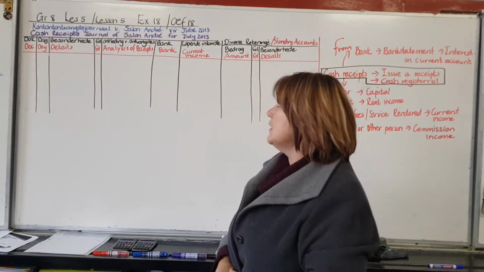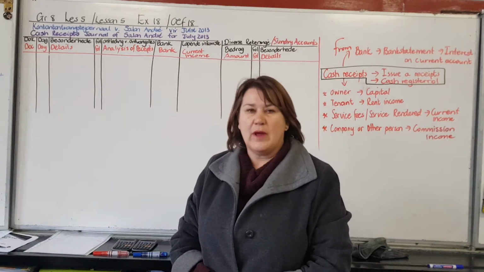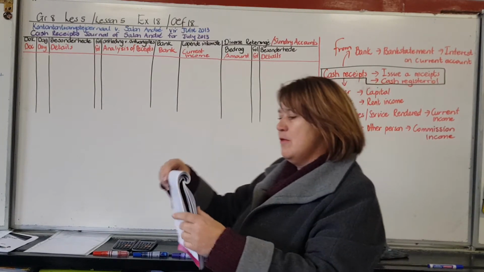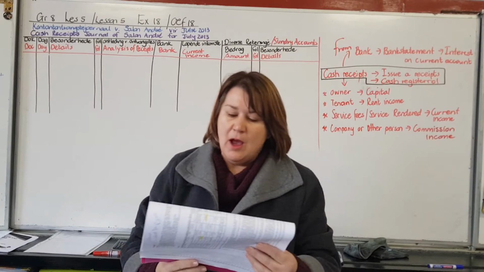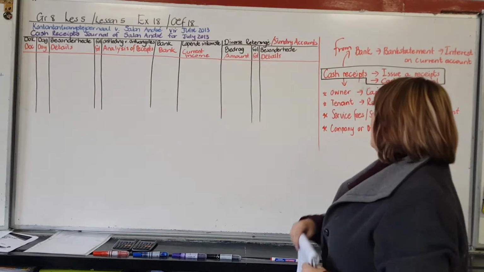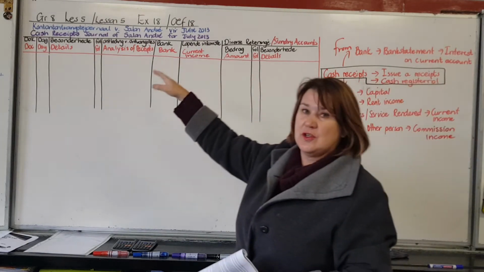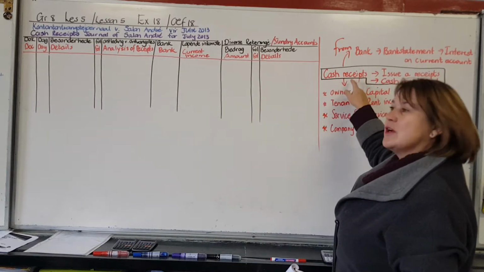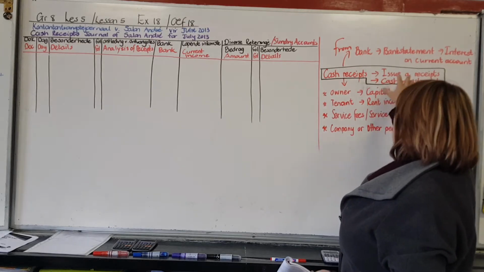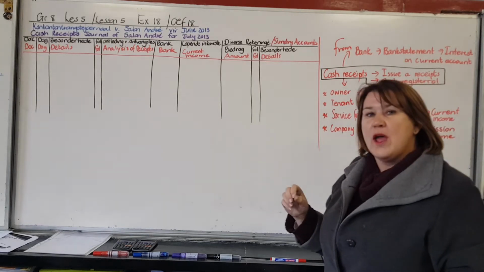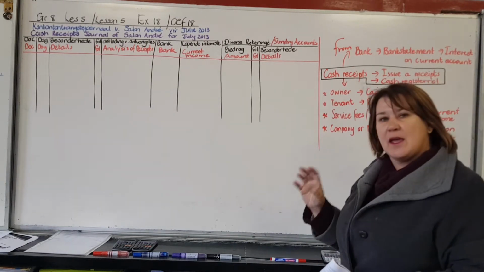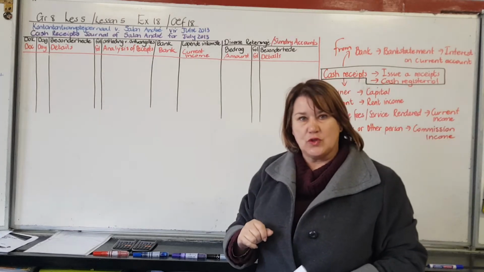Boys and girls, I would like to do lesson 18, or exercise 18, on page 46 and 47. When a business receives money, we're going to use a cash register journal. When you have a cash register journal, you have to issue cash receipts. So you have to issue a receipt, or if you work with a cash register, you will have a cash register roll as your source documents.